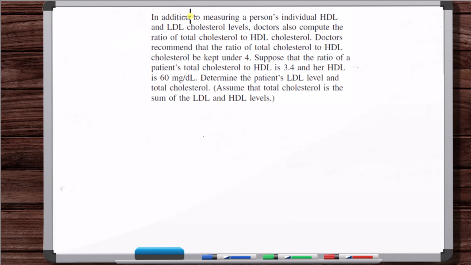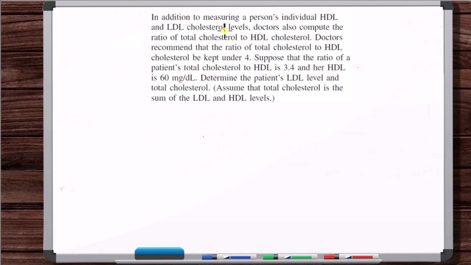I don't feel like reading this, but all right. In addition to measuring a person's individual HDL and LDL cholesterol levels, doctors also compute the ratio of total cholesterol to HDL cholesterol. Doctors recommend that the ratio of total cholesterol to HDL cholesterol be kept under 4. Suppose that the ratio of a patient's total cholesterol to HDL is 3.4, and her HDL is 60 mg per dl. Determine the patient's LDL level and total cholesterol. Assume that the total cholesterol is the sum of the LDL and HDL levels.